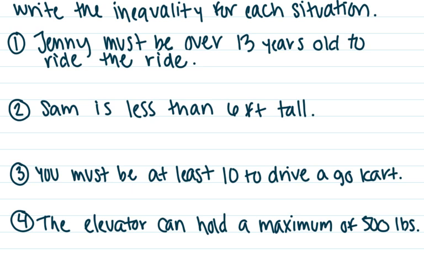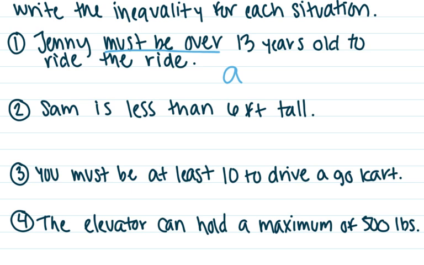All right, so let's go ahead and take a look at number 1. It says, Ginny must be over 13 years old to ride the ride. So right here, first of all, we're talking about Ginny's age. So Ginny's age here is going to be our variable, and so I'm just going to use A for age. So that is our variable. Let's see what's happening in this problem. It says that she must be over 13.